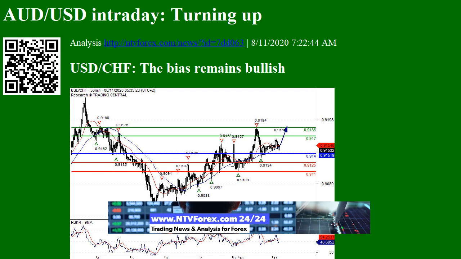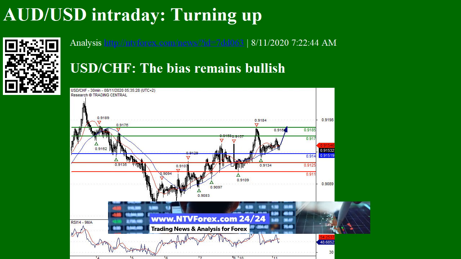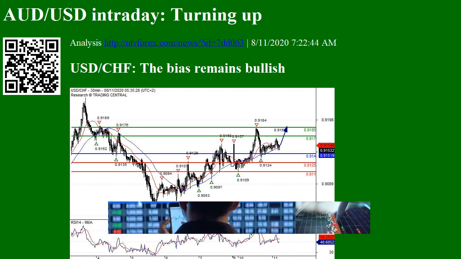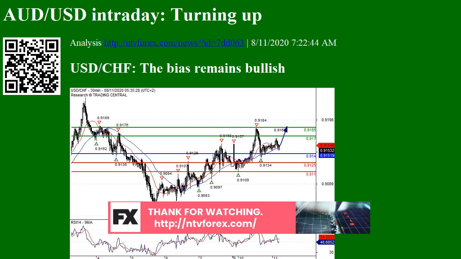USD CHF. The bias remains bullish. Pivot invalidation 0.9140. Our preference: long positions above 0.9140 with targets at 0.9170 & 0.9185 in extension. Alternative scenario: below 0.9140, look for further downside with 0.9125 & 0.9110 as targets. Comment: even though a continuation of the consolidation cannot be ruled out, its extent should be limited.